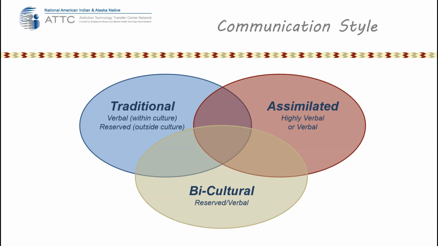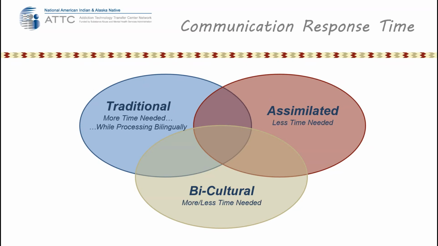Communication style: the traditional person might be very verbal within their own culture, maybe within their own language, but outside of their own culture, they might not speak as much. They might not communicate quite as often. Their body language might be a little more reserved as well. Somebody who's assimilated could be highly verbal, wanting to talk and interact and discuss different things that happened. And again, somebody who's bicultural would fall into both of those spaces.